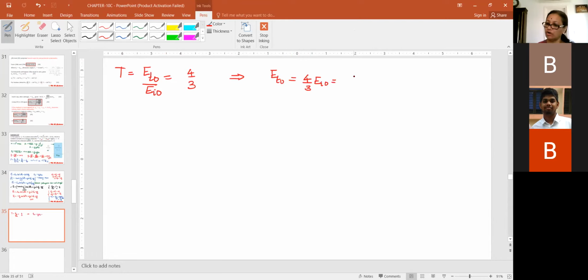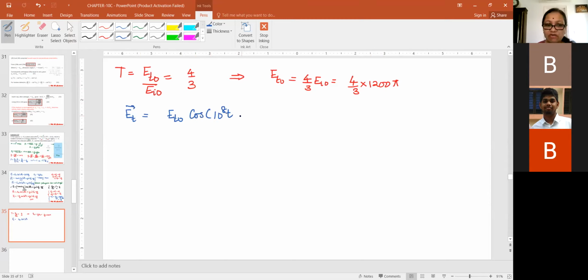E I naught I already have with me, so let me just put that here. Therefore, it is going to be 4 by 3 into E I naught, which is 1200 pi. I got my E T naught. Next, let me write the equation for E T. What will be the equation for E T? It will be E T naught, then cosine of 10 to the power of 8t.